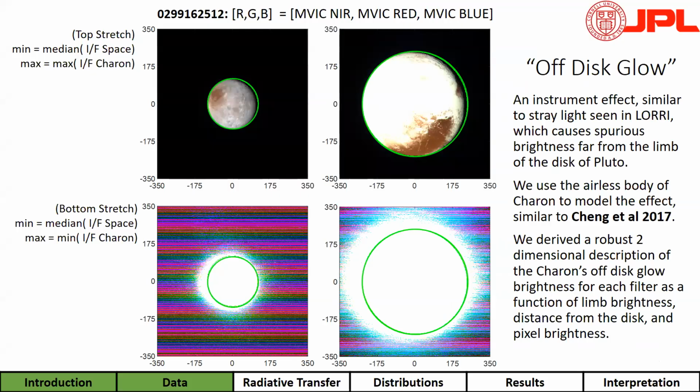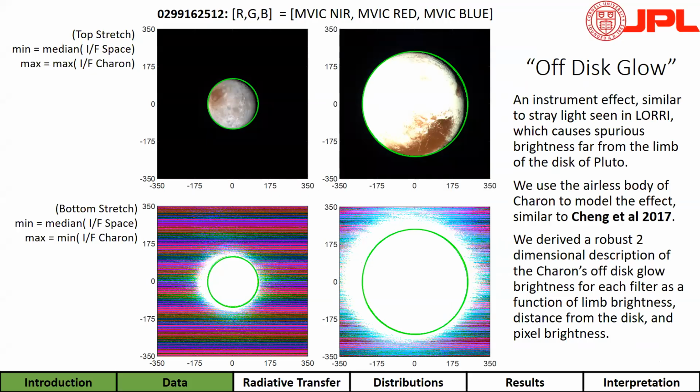Great, so that's the data. The problem with the data is that there's this really bright off-disk glow, which we can see here in these stretched images. On the left side of this figure, I have Charon. Charon is an airless, hazeless body. And yet, when we stretch the image, you can see that there is this really, really bright halo or glow around the disk of Charon. So this can't be coming from any kind of scattering in the atmosphere. This has to be coming from an instrument effect.